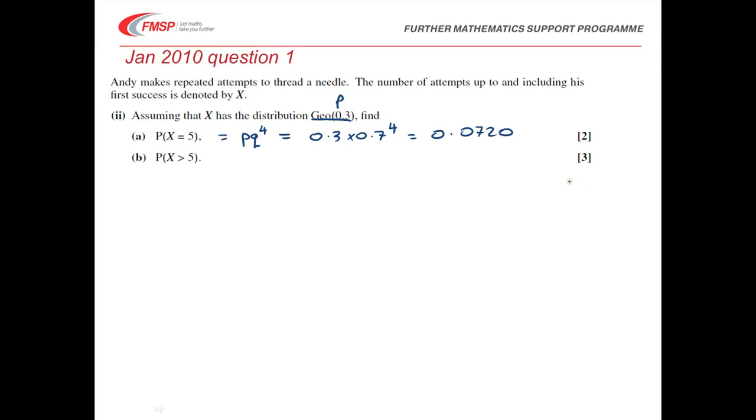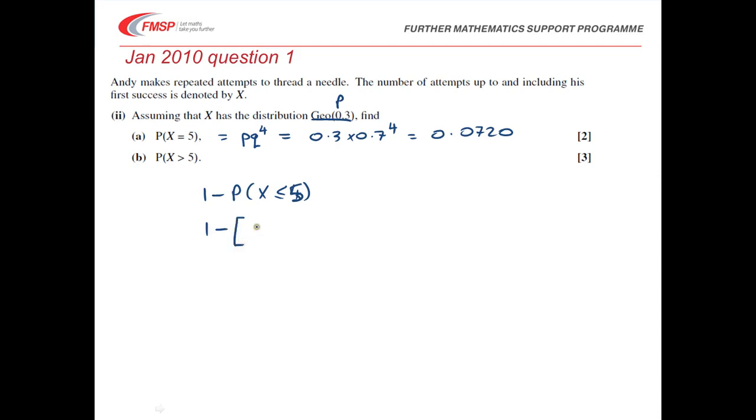We've then got to work out the probability that x is greater than 5. So there are a variety of ways of doing this really. The most sensible way in my brain is to realise that it's the same as this. So having more than 5 is 1 minus the probability of there being less than or equal to 5. So what we can do is we can do 1 minus.